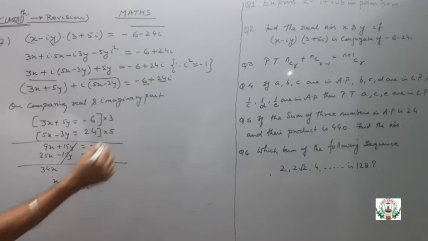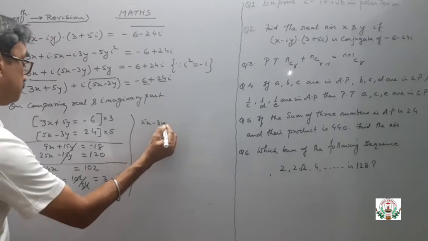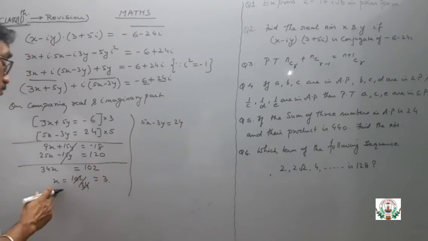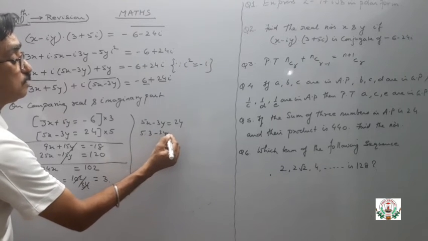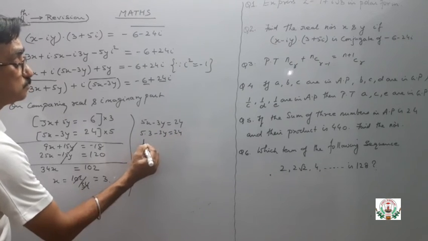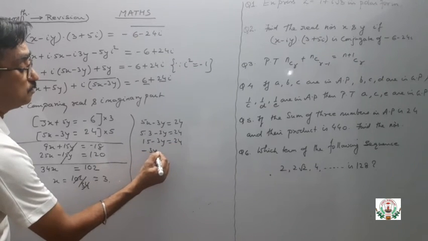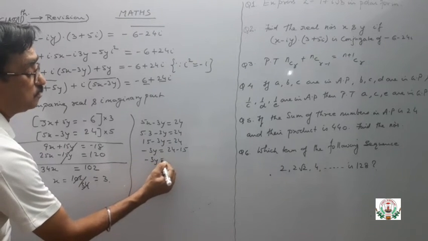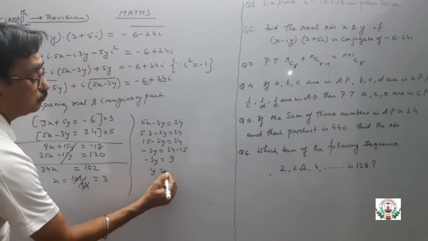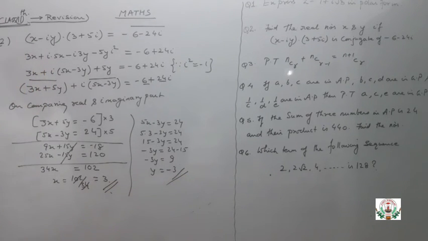Now in any of the equations, say 5x minus 3y equals 24, the value of x we got is 3. So 5 into 3 minus 3y equals 24. That is 15 minus 3y equals 24. Minus 3y equals 24 minus 15. Minus 3y equals 9. y equals minus 3. So these are the two values: x equals 3 and y equals minus 3.